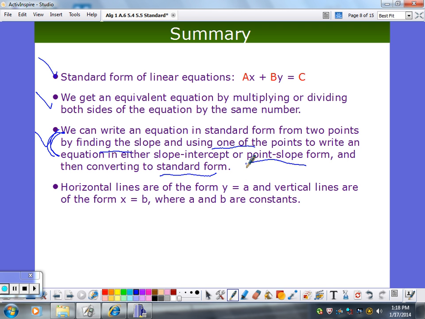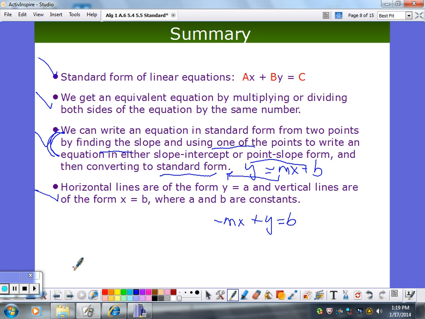And how hard is it to convert something to standard form? I'm going to take the general equation, y equals mx plus b. How do I make it standard form? Right? Subtract and move it over. Works for anything in slope-intercept form. Horizontal lines are of the form y equals a, and vertical lines of the form x equals b. We know that too, right? We've done that a lot as well. So this is all just kind of taking things we know and just looking at it slightly differently.